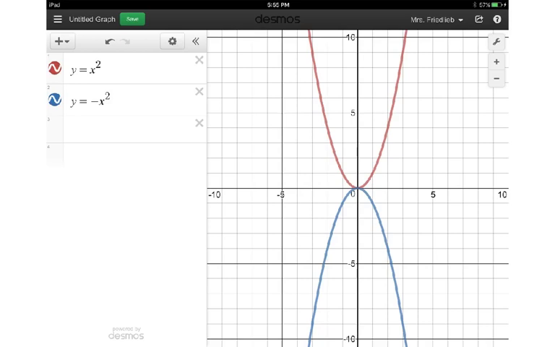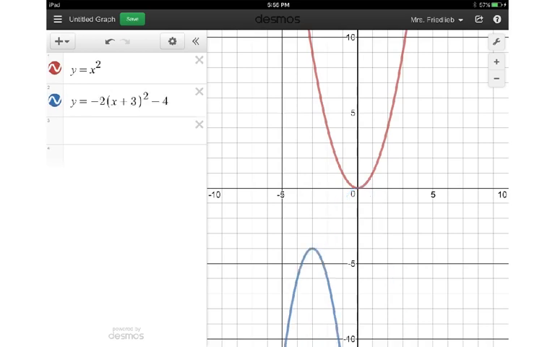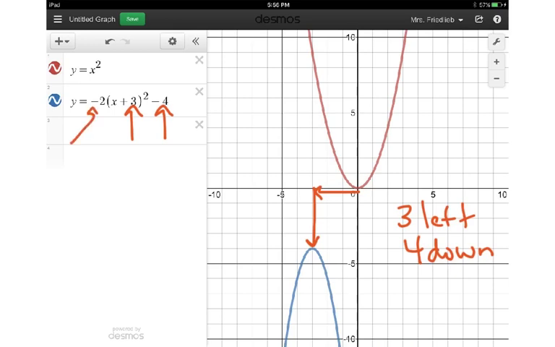Well, now let's put it all together. So the parent function is still y equals x squared. But my new function is y equals negative 2, x plus 3 squared minus 4. So let's start with the easy stuff to talk about. The graph has clearly been shifted 3 units to the left. That's what this does. And then 4 units down. That's what this does. And because it's upside down, that's what the negative does. So it's been reflected over the x-axis.